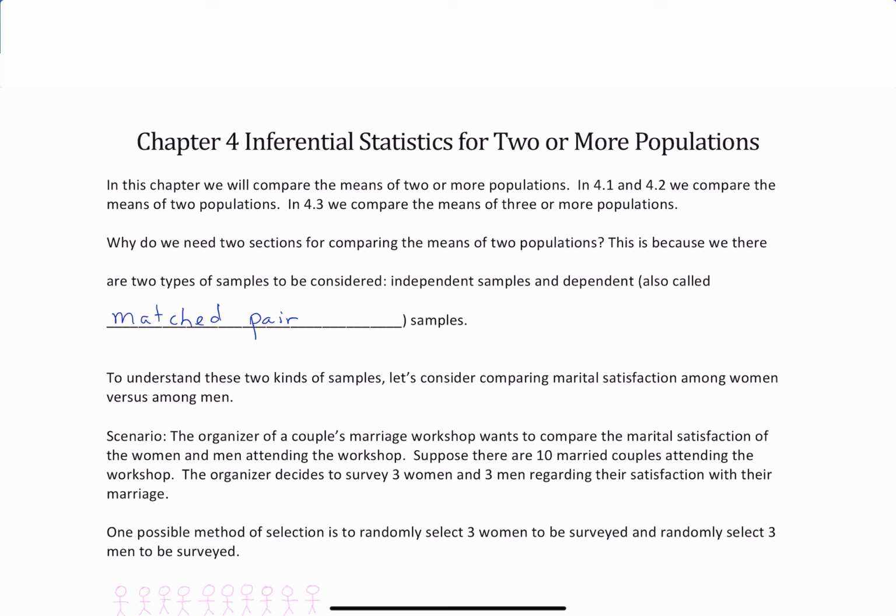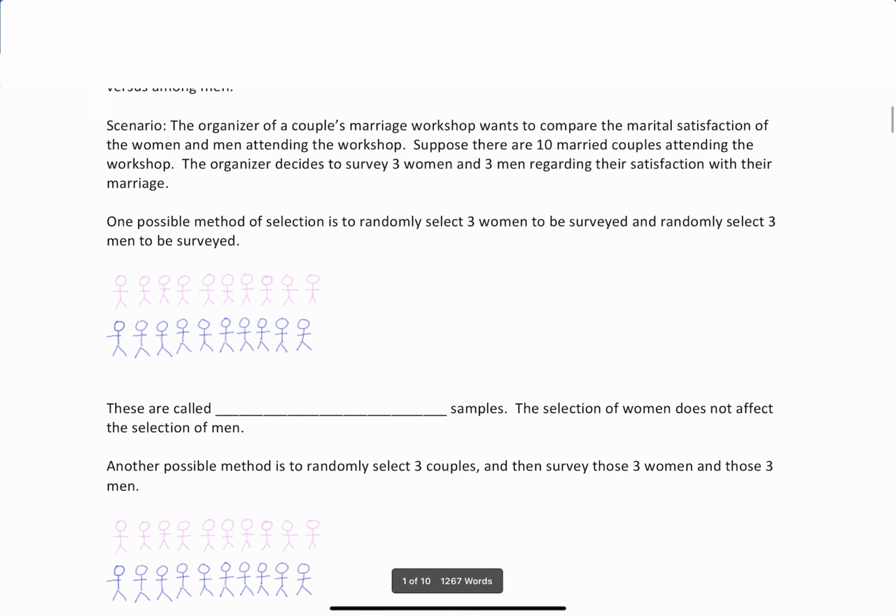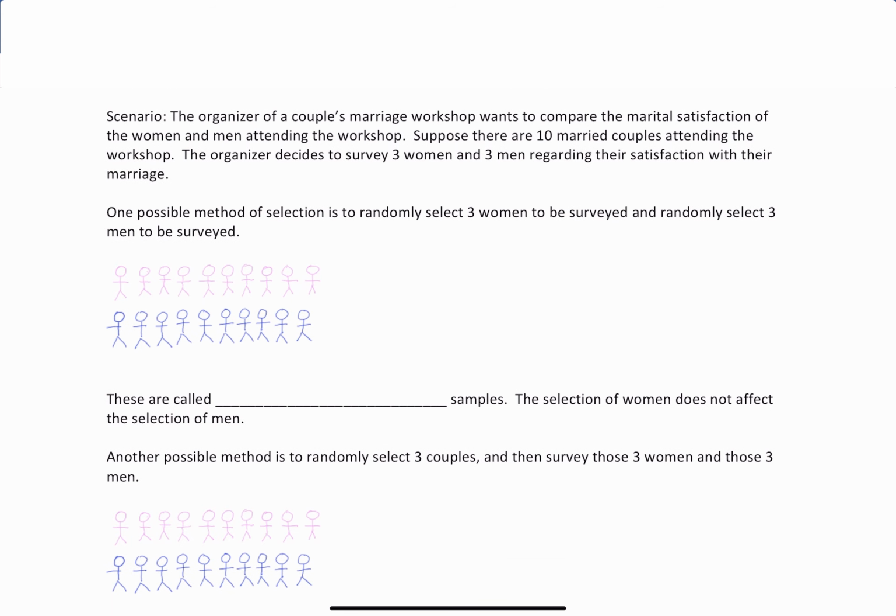For a scenario, let's consider comparing marital satisfaction among women versus among men. And specifically, let's pretend we've got the organizer of a couple's marriage workshop, and the organizer wants to compare the marital satisfaction of the women and the men attending the workshop. We're going to use really small population and sample sizes here just so that I can give you a nice little visual on the screen.